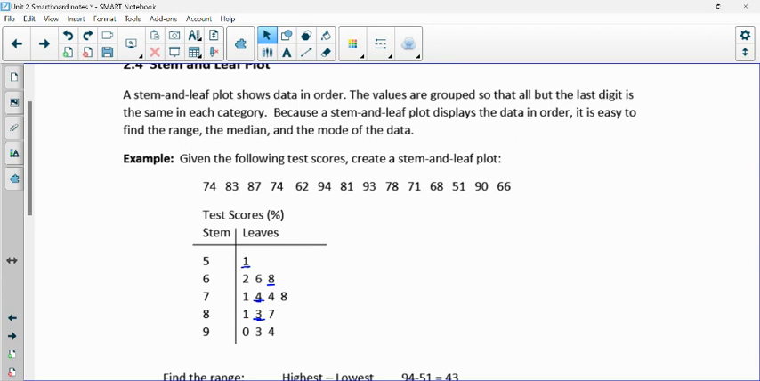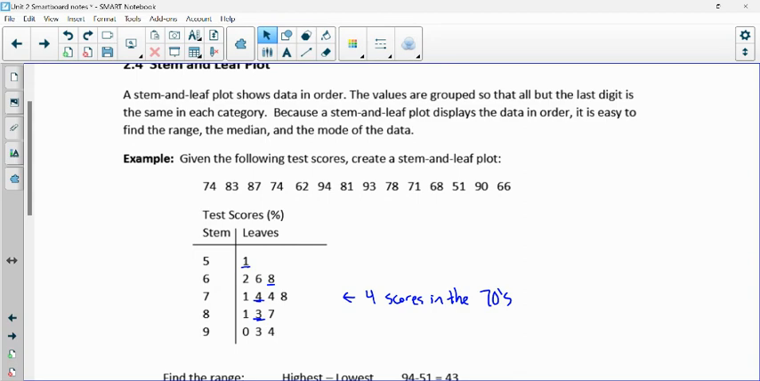Okay, so how many numbers do we have in the 70s? We have 4 because there's 4 leaves. Okay, so this would be 4 scores in the 70s because there's 4 leaves there.